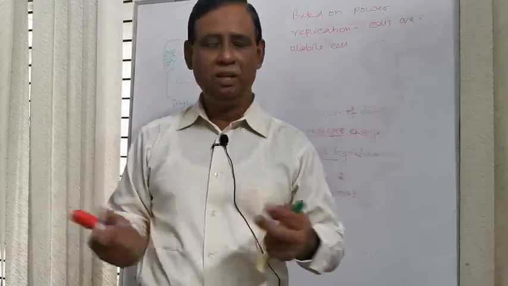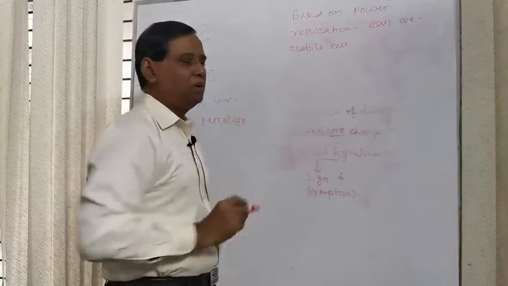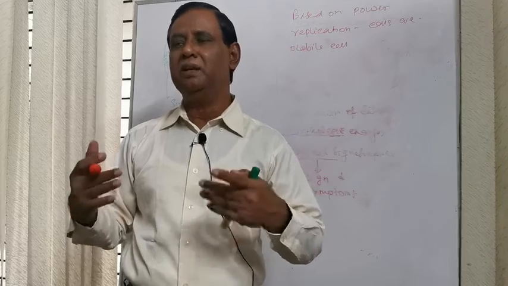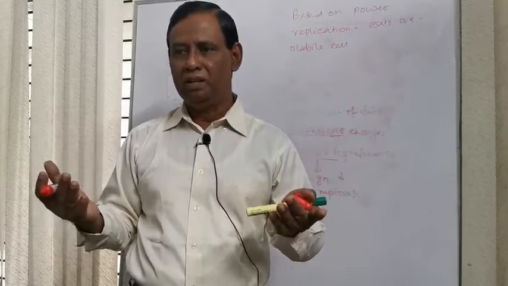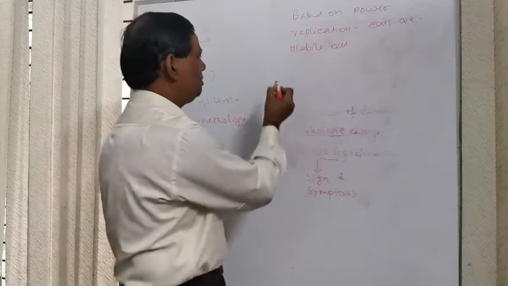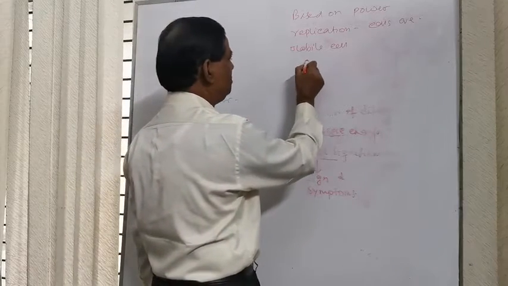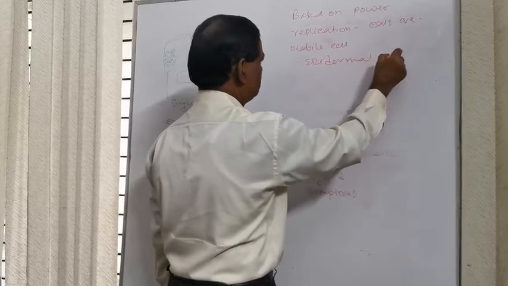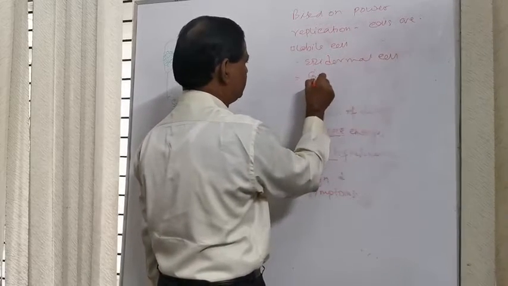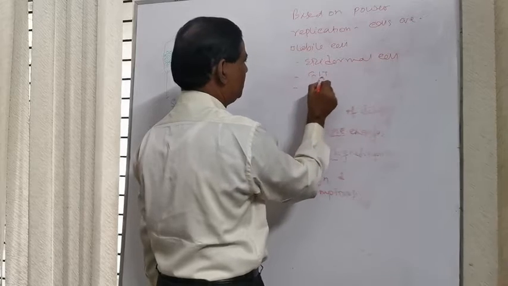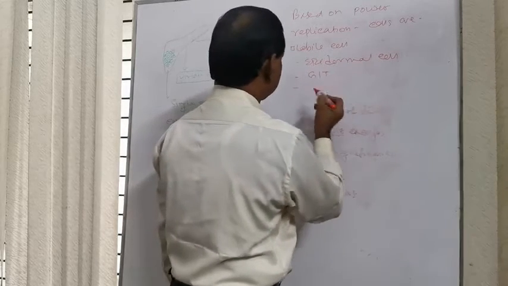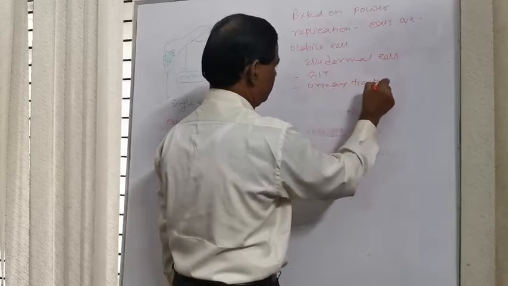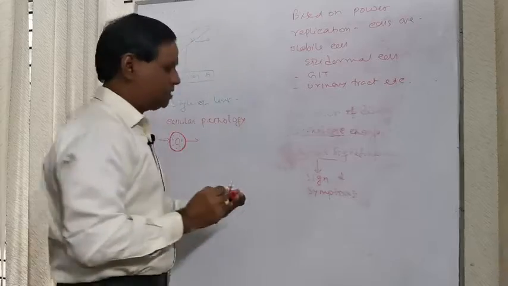It is called labile cell. What it means? This cell has power of replication and this cell regularly replicates at a regular interval. Examples of labile cell: epidermal cell, lining cell of GI tract, lining cell of urinary tract, etc. These cells are labile cells.